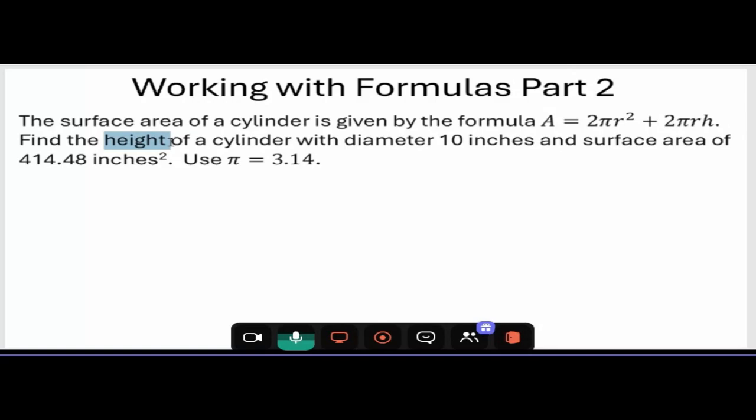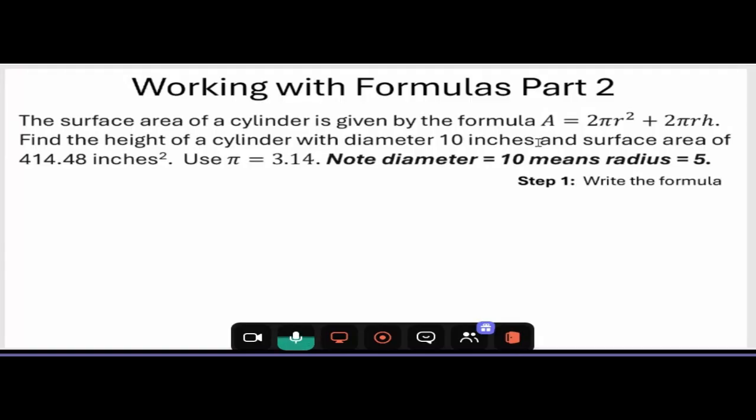So we're not just looking for the area, we will be given the area, diameter of 10 and surface area of 414.48. This right here should sound off alarm bells for you because they've given us the diameter, but we know the formula needs the radius. So the first thing we're going to do is divide that in half. So diameter of 10 means the radius is 5.